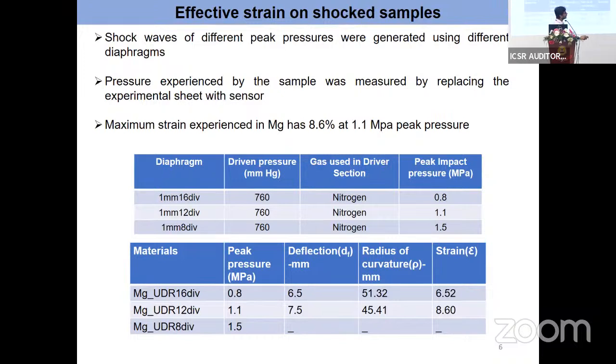The pressure experienced by the sample was measured by replacing the experimental sheet with a sensor, and the maximum strain experienced in magnesium was 8.6% at 1.1 megapascal, because at 1.5 megapascal my sample bursts. So only positive deformation happens in that case. This is the processing flow chart.